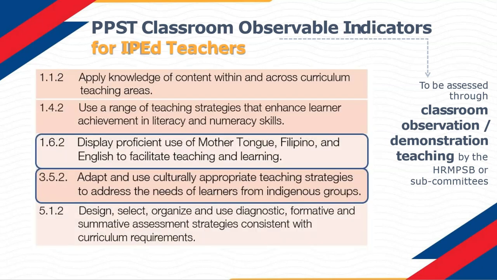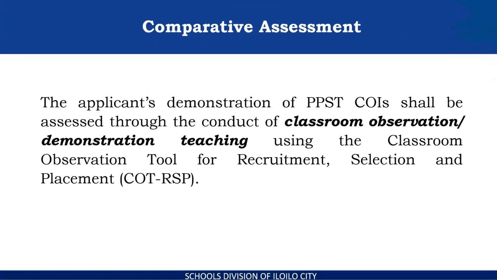For applicants in the IP community, or would-be indigenous people education teachers, 2 other indicators are included. 1.6.2, which is the display of proficient use of mother tongue, Filipino, and English to facilitate teaching and learning, and 3.5.2, which is to adapt and use culturally appropriate teaching strategies to address the needs of learners from indigenous groups. The applicant's demonstration of these classroom observable indicators shall be assessed through the conduct of classroom observation or demonstration teaching using the classroom observation tool for recruitment, selection, and placement.